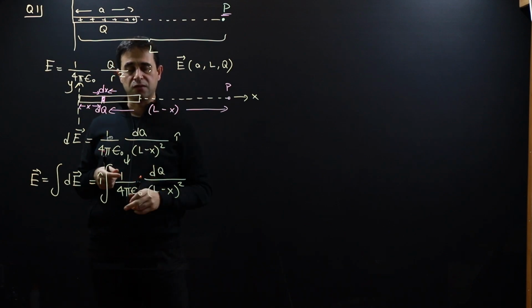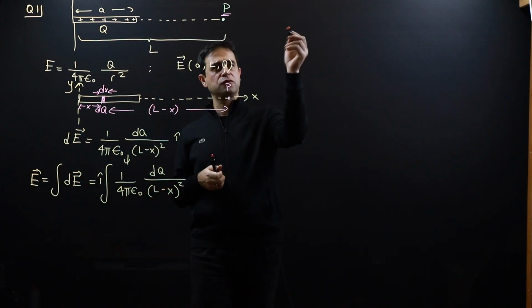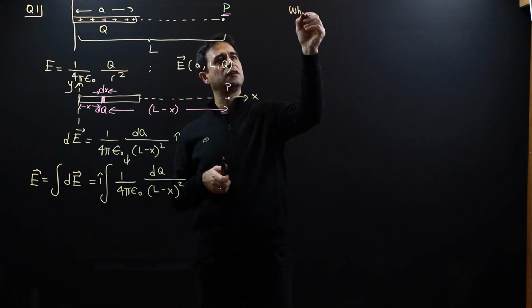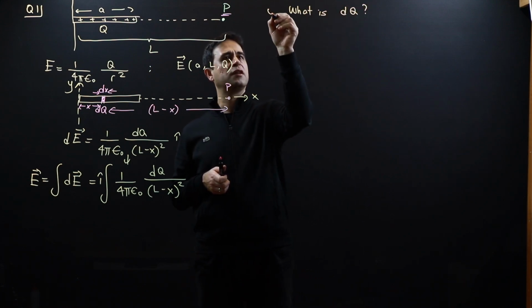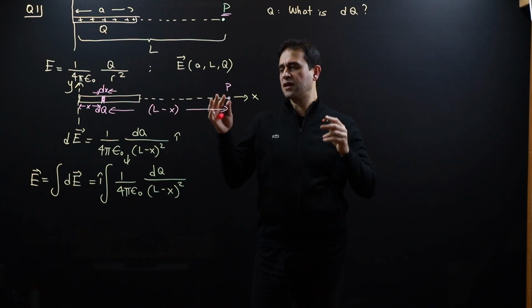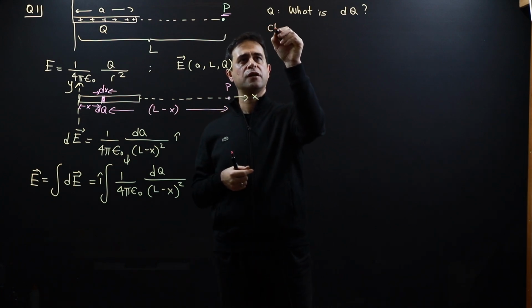How am I going to take the integration? Like, how am I going to integrate that, right? So in order to do that, we have to ask the following question. What is dq, right? So that is the question. So dq is the infinitely small charge. So I can write it down here.